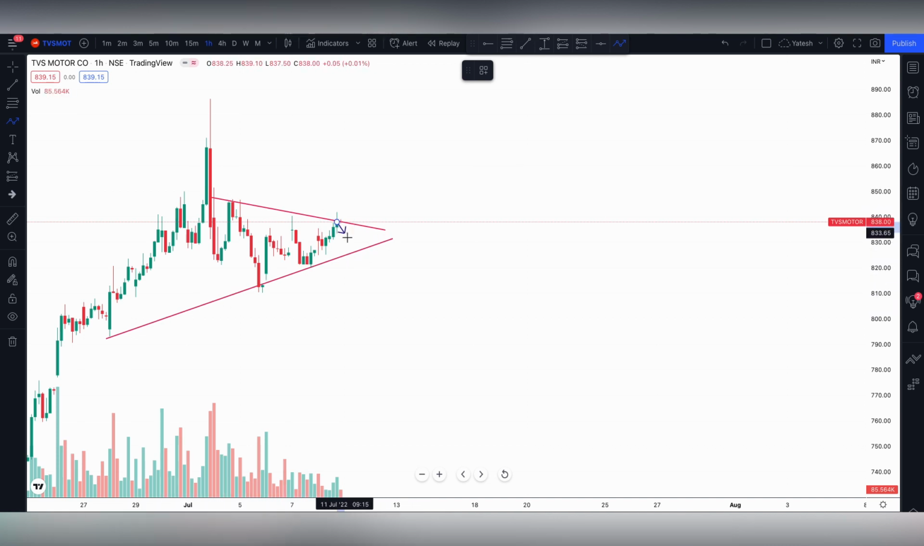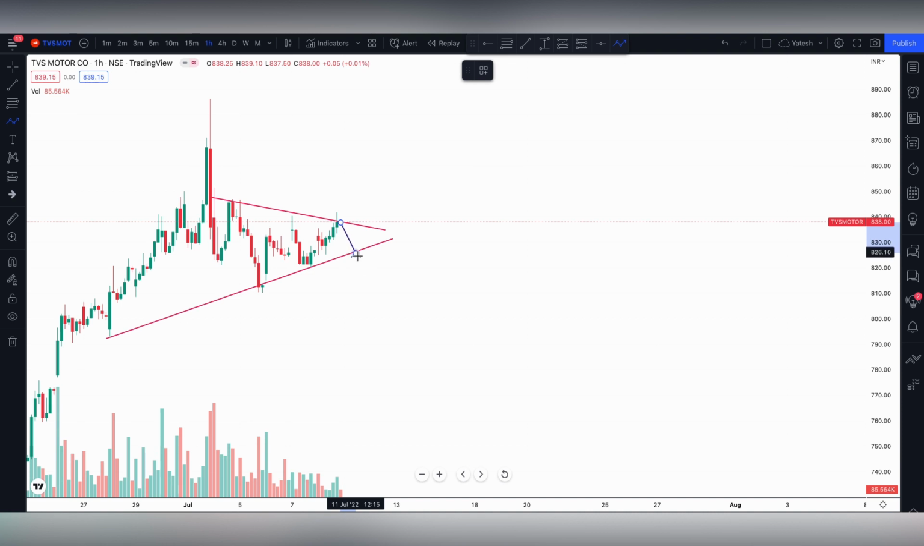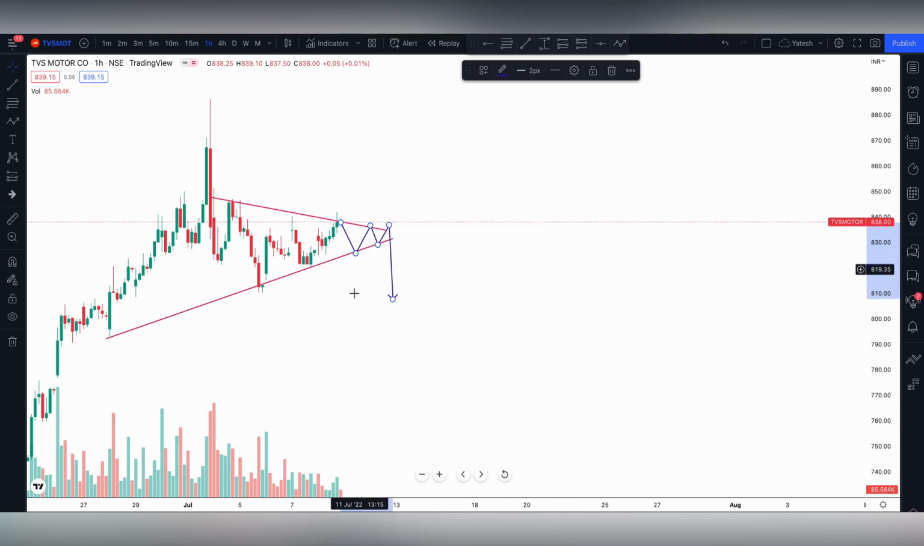Now if the stock makes a momentum like this after the consolidation and gives a breakout, I will be interested to trade in the stock. But instead of this, if the stock after consolidation gives a breakdown, I will not be interested to take a trade because the current sentiment of the stock is bullish. We saw that on a daily time frame chart.